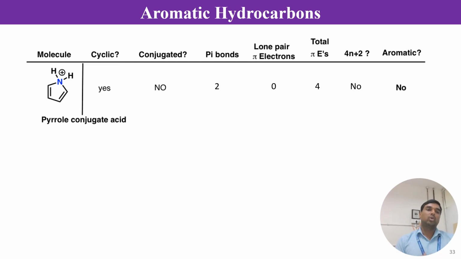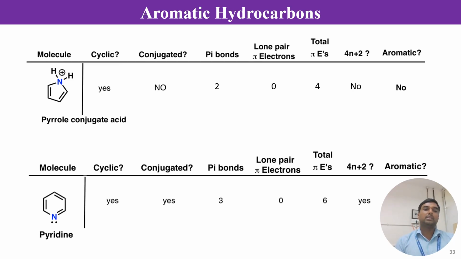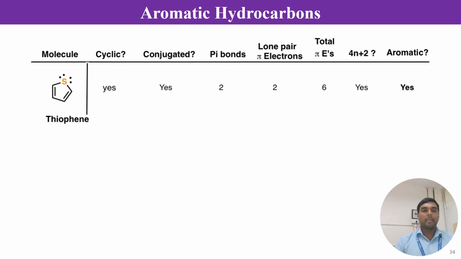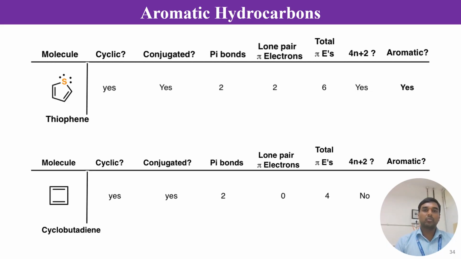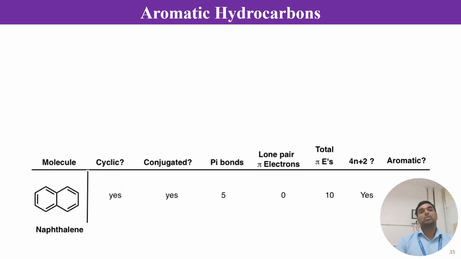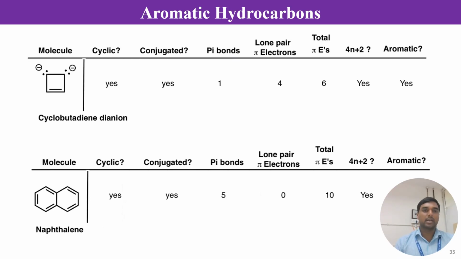But the pyrrole conjugate acid, because the lone pair is not available for the pi electron system, cannot be aromatic. And the pyridine system, because the lone pair need not be considered since it is perpendicular to the p orbital system, is an aromatic system, a 6 pi electron system. Similarly thiophene, one lone pair needs to be used. And cyclobutadiene is a 4 pi electron system, a non-aromatic system. Naphthalene is aromatic, and so is the cyclobutadiene dianion. In that case, we need to consider the total of 6 pi electrons, so it's an aromatic system.